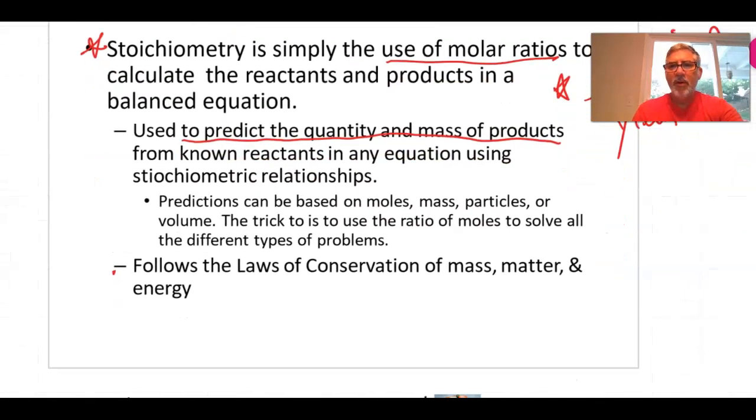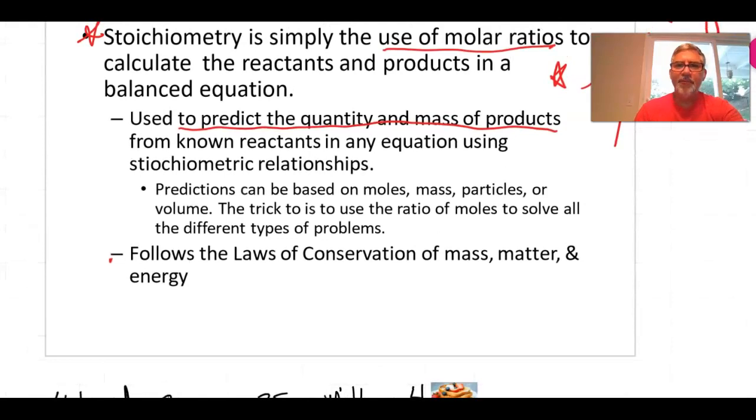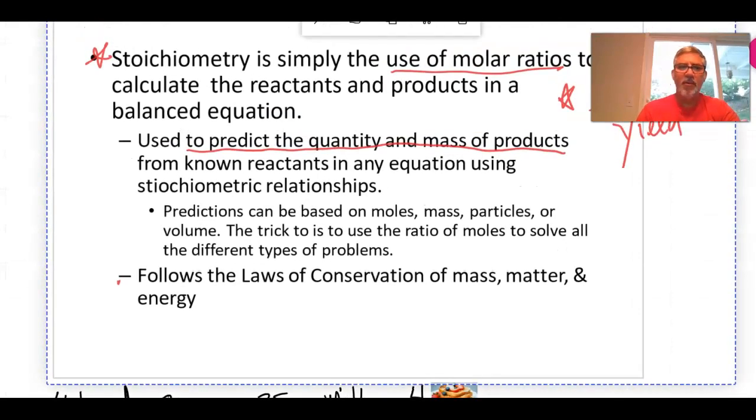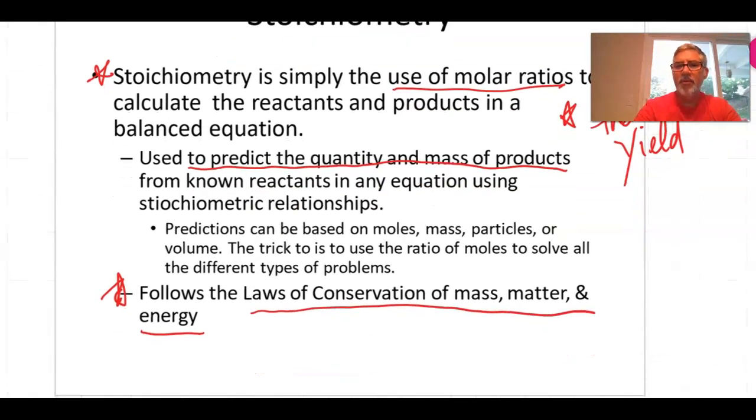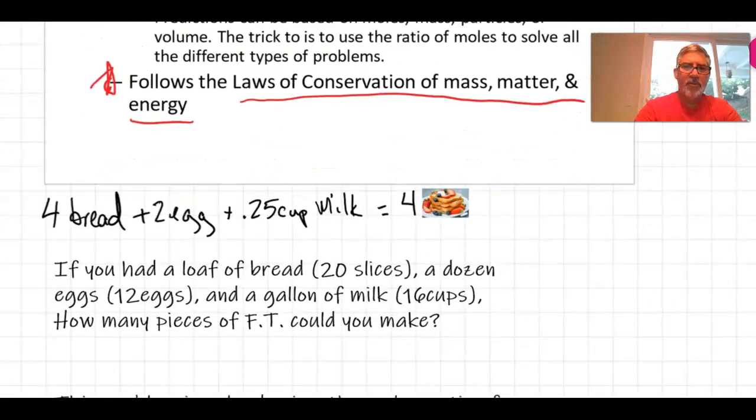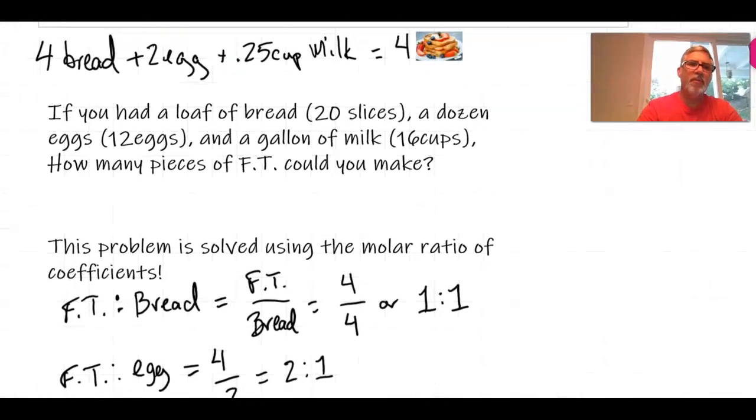All right, since stoichiometry is going to be based on moles, which we learned about, and chemical equations we learned about, it will follow the laws of conservation of mass, matter, and energy. Just like a regular chemical equation, it'll follow those same laws. If we take a simple example, cooking uses stoichiometry. A lot of you have done stoichiometry, but you didn't know what it was called. If I take 4 pieces of bread, 2 eggs, a quarter cup of milk, I'll get 4 pieces of French toast. That does sound good, doesn't it?